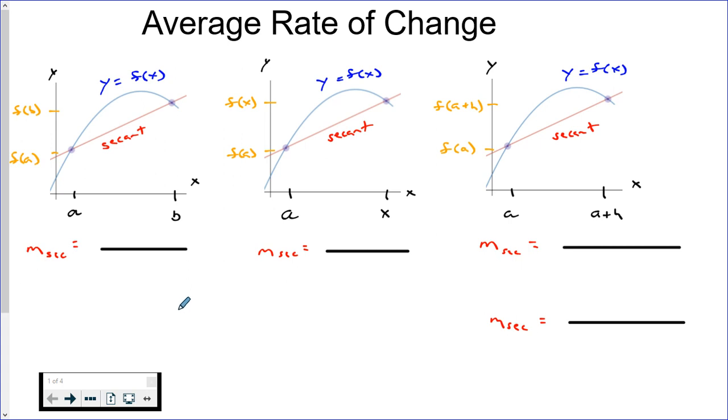Yo, all right, here we go. We're going to start talking about average rates of change in calculus. This is where it starts to get real good.